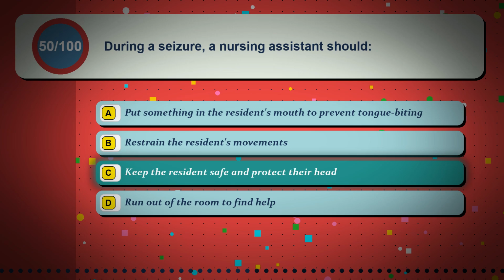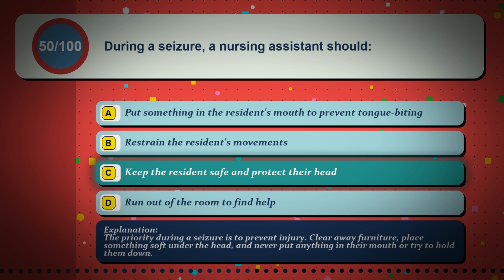The correct answer is option C, keep the residents safe and protect their head. The priority during a seizure is to prevent injury. Clear away furniture, place something soft under the head, and never put anything in their mouth or try to hold them down.